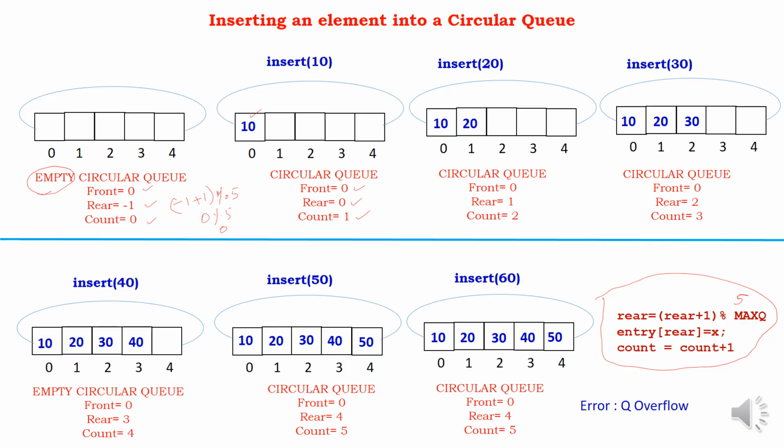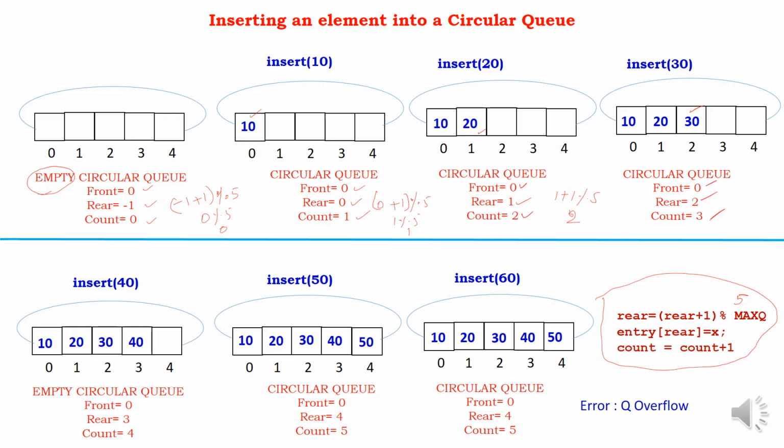Again you want to insert one more element. Rear is (rear plus 1) mod MAXQ, rear is 0, 0 plus 1 mod 5. So new rear is 1 mod 5, which is 1. In the place of 1, 20 is placed. Count is increased. Front remains the same. Again you want to insert one more element. Again rear is rear plus 1, 1 plus 1 mod 5, 2 mod 5, 2. Then in the place of 2, the new element is inserted. Count is increased. Front is the same.